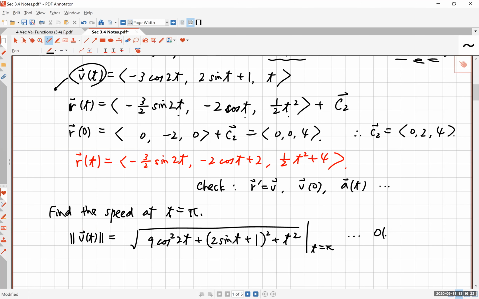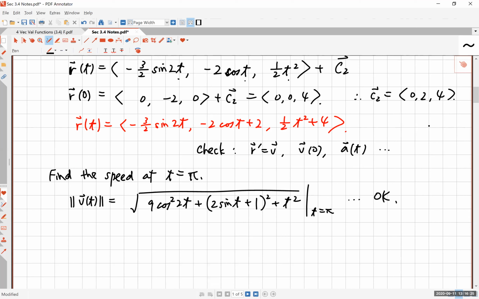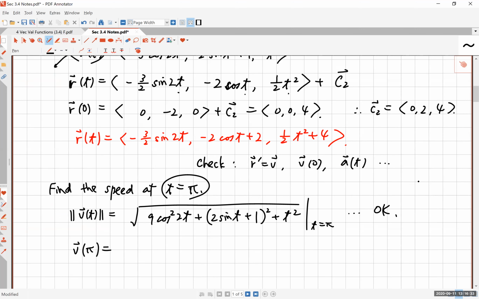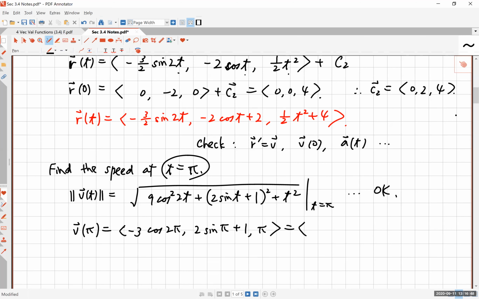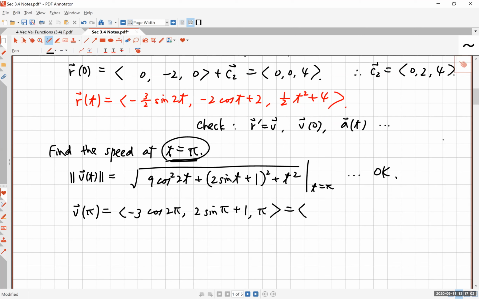So this is okay, but many times, if you are given a very specific point, try to find that value. That's a lot easier. So remember your v of pi is going to be negative 3 cosine of 2 pi, 2 sine of pi plus 1, and then pi. And the question is, if you're asked for a specific quantity like the speed or the velocity or position at a particular point only, then it's probably easier to plug in the number and then do the complicated calculations.